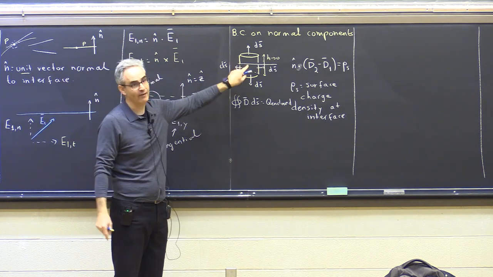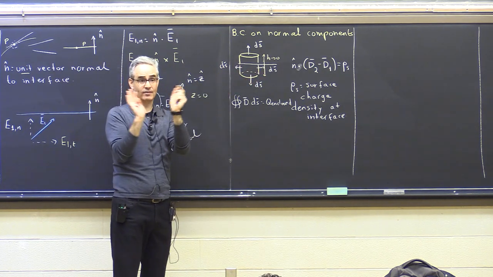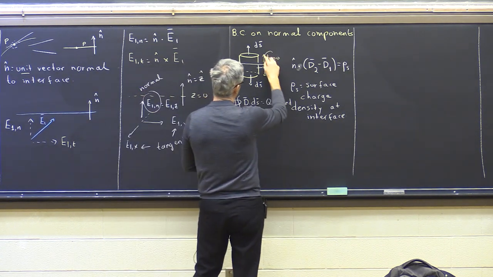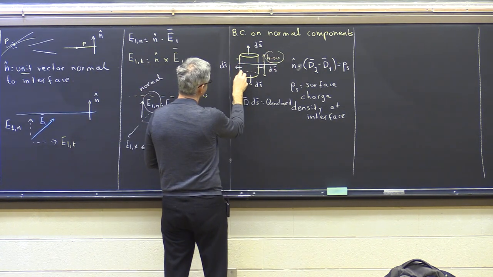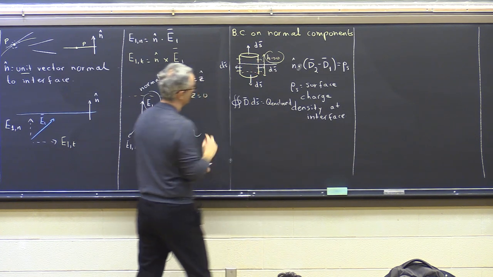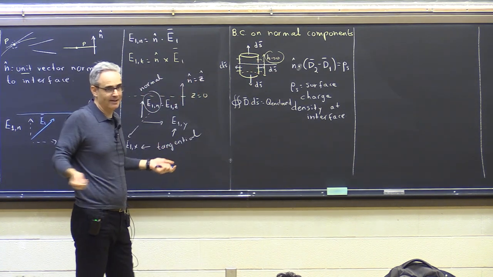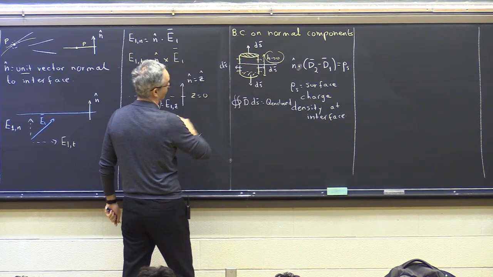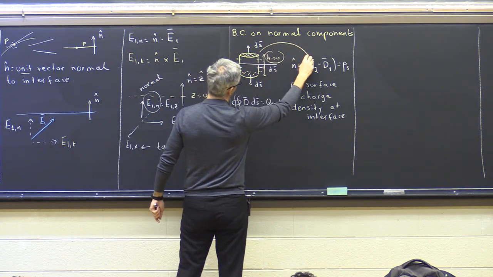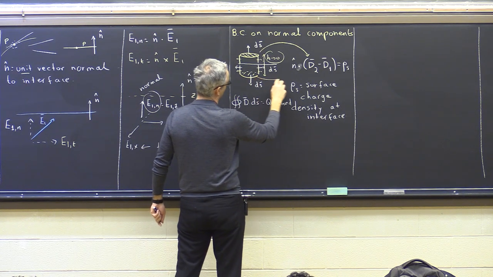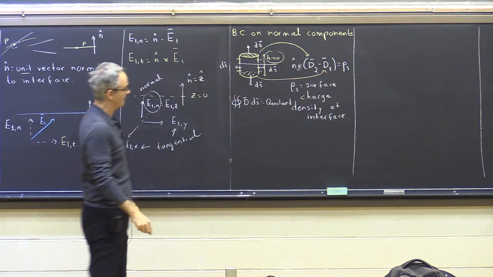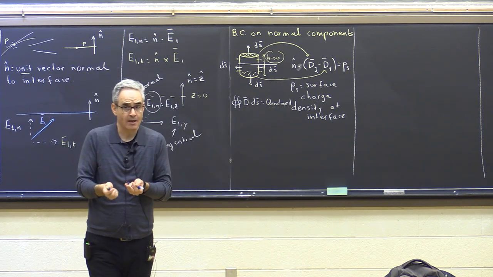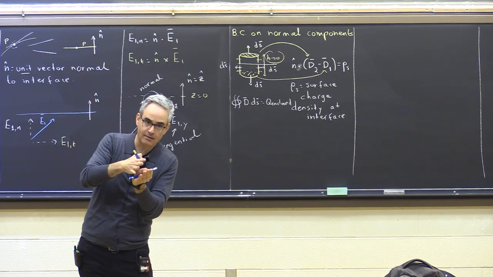Then there will be no flux through the sides of the cylinder because I'm squeezing it to zero. I'm taking this h to zero, so all the flux here goes to zero. So then what flux remains? The flux through the top and the flux through the bottom. So the flux through the top is responsible for this term and the flux through the bottom is responsible for this term.